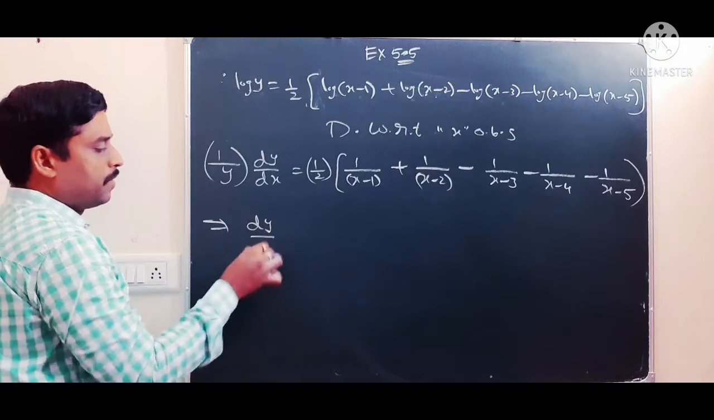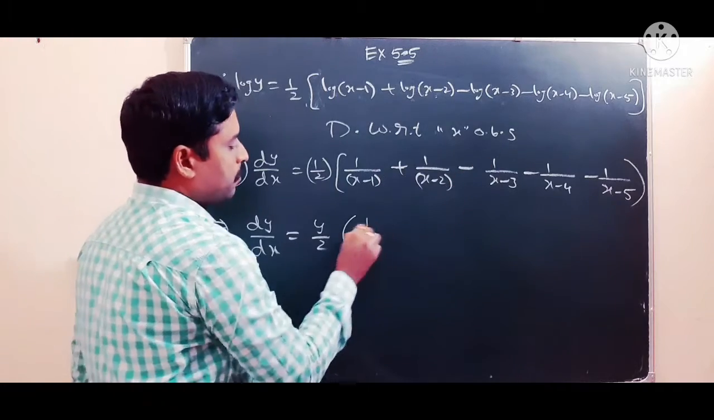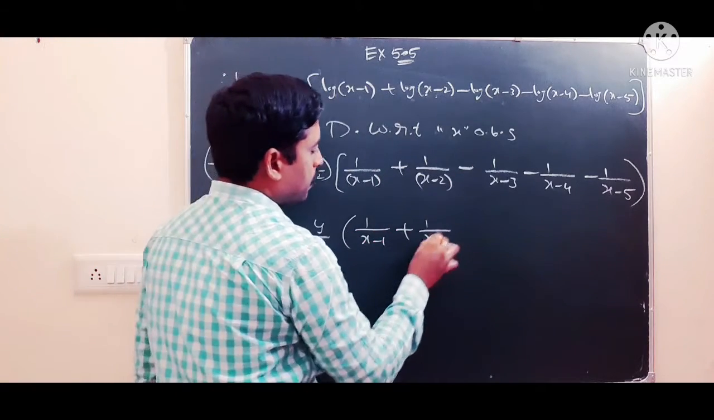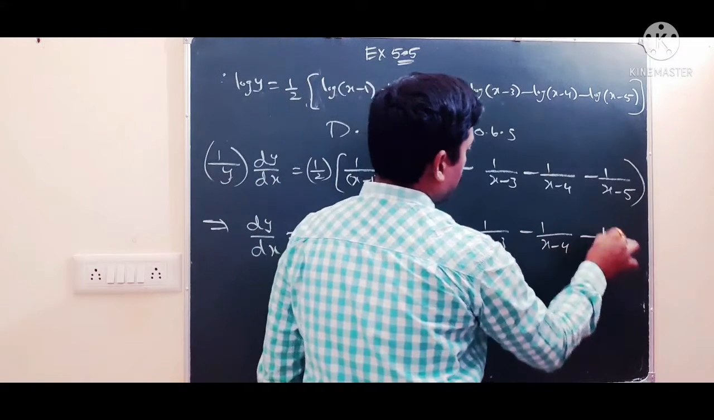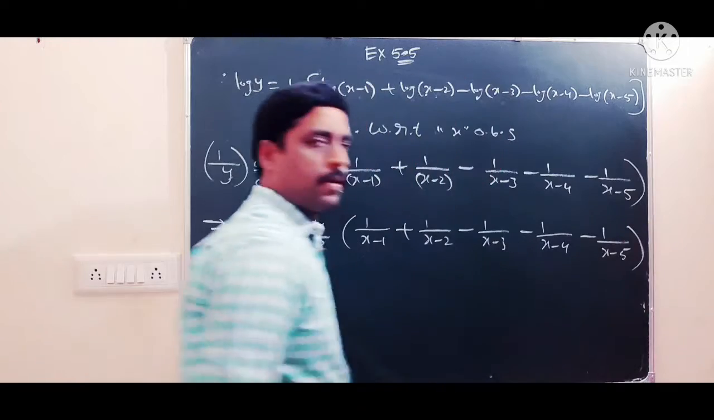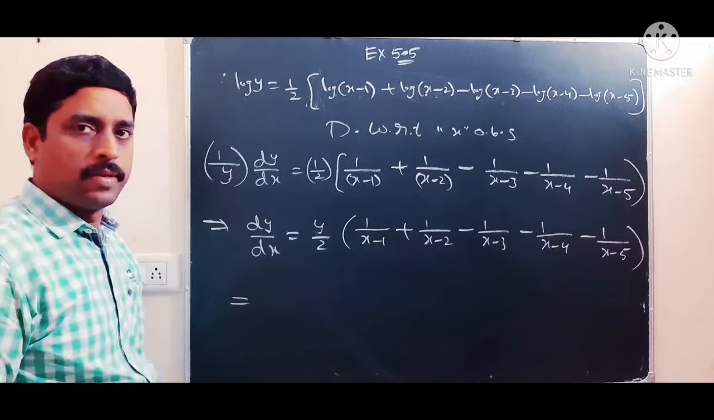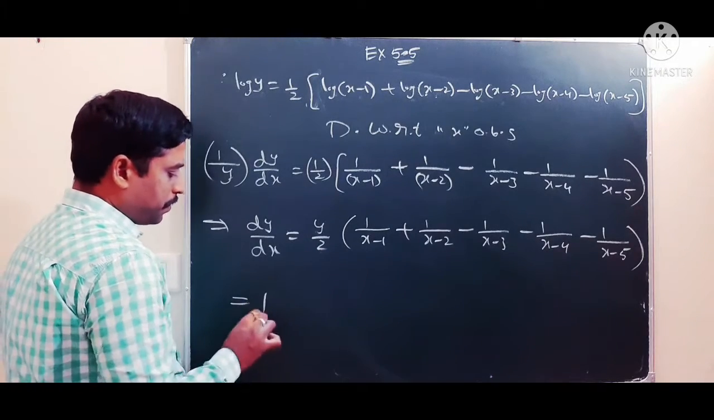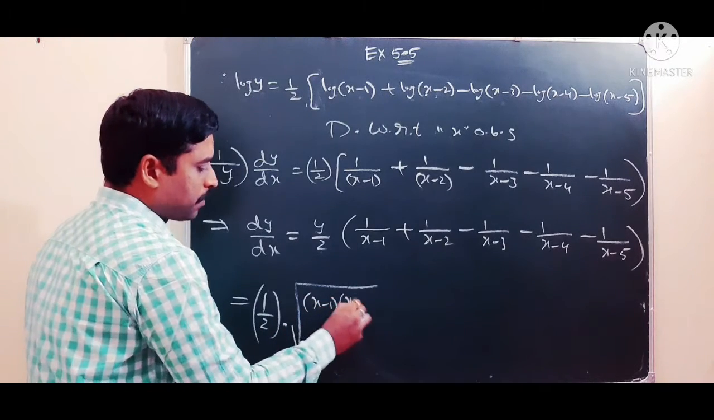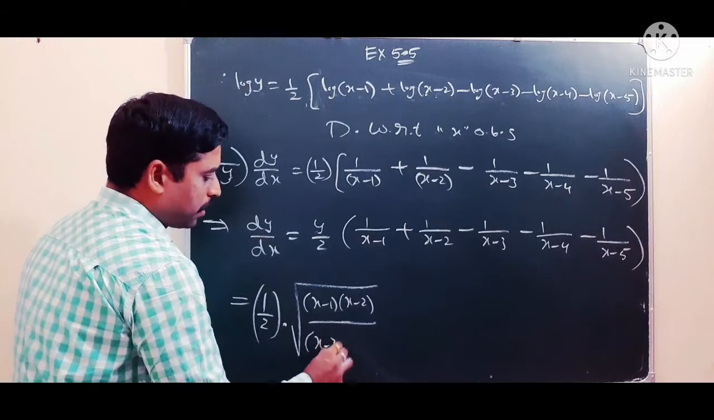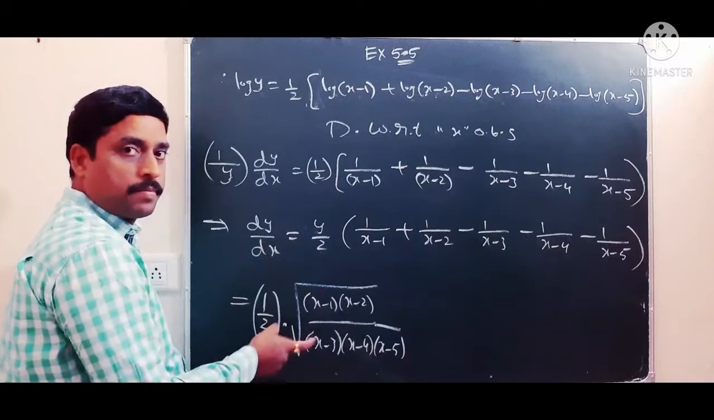dy by dx will be y by 2 into this total value, 1 by x minus 1, 1 by x minus 2, minus 1 by x minus 3, minus 1 by x minus 4, 1 by x minus 5. Okay, in the place of y, we should write 1 by 2 into under root x minus 1 into x minus 2 by x minus 3 into x minus 4 into x minus 5. Okay, this is from the statement, the y value.